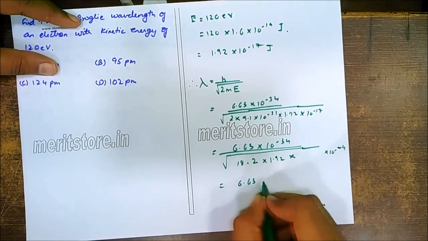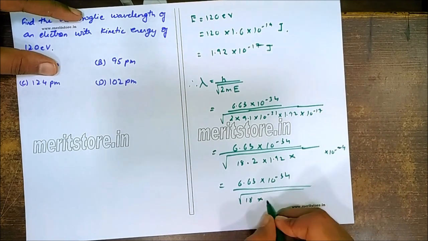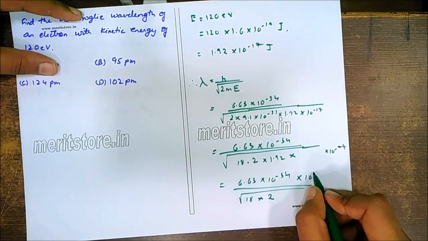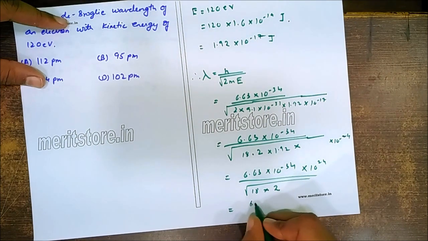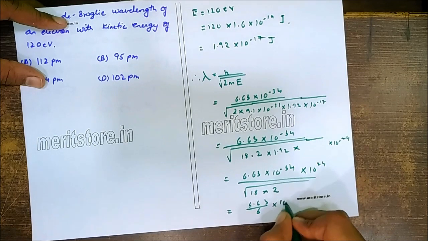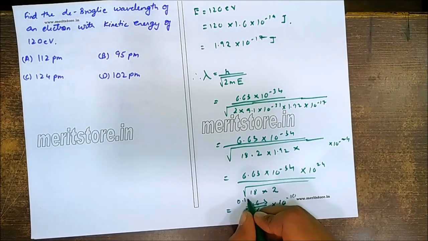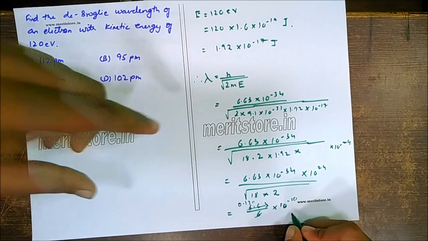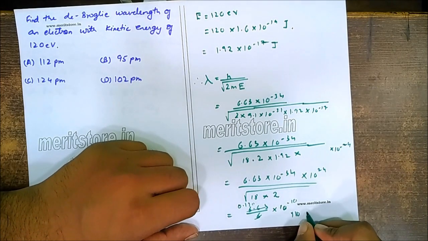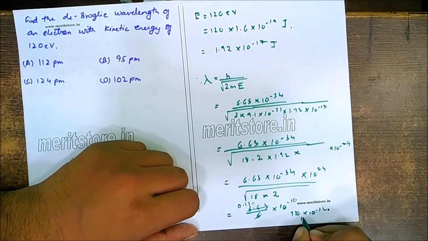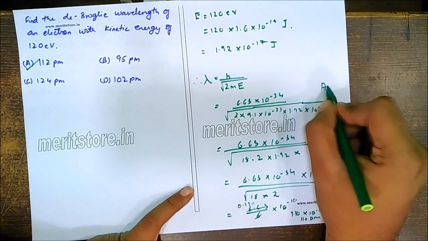So this will go as 6.63 into 10 raised to minus 34 upon under root of, we'll take 18.2 as 18 and 1.92 as 2, and this will become 10 raised to plus 24. So 2 18s are 36. So it is root 36, that is 6.63 upon 6 into 10 raised to minus 10. So this will give me 1.10 into 10 raised to minus 10, which is 110 into 10 raised to minus 12, which is 110 picometers. So 110 picometers is close to 112 picometers, hence option A.